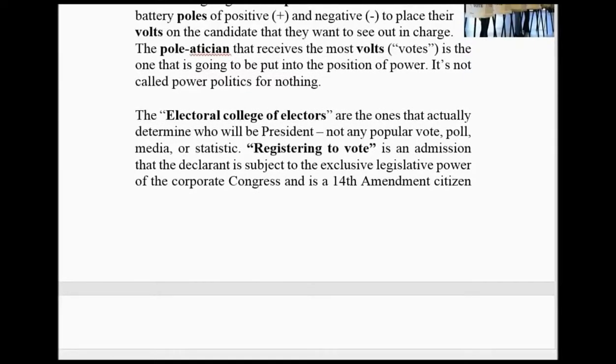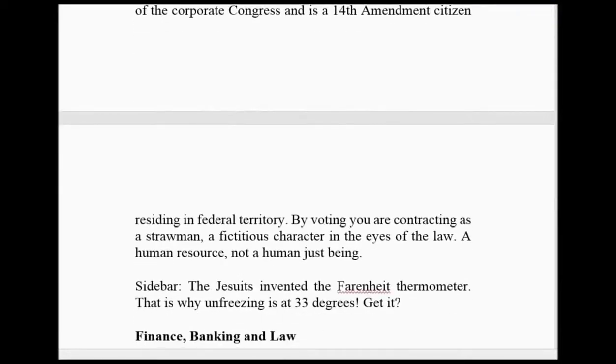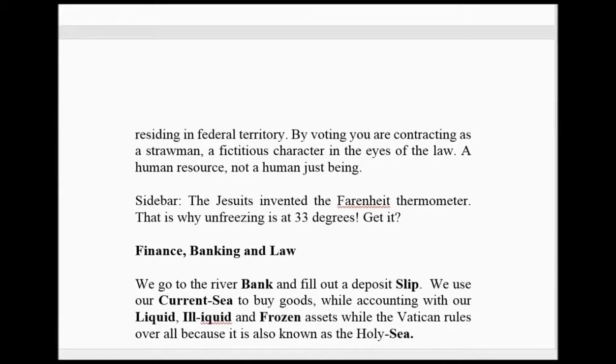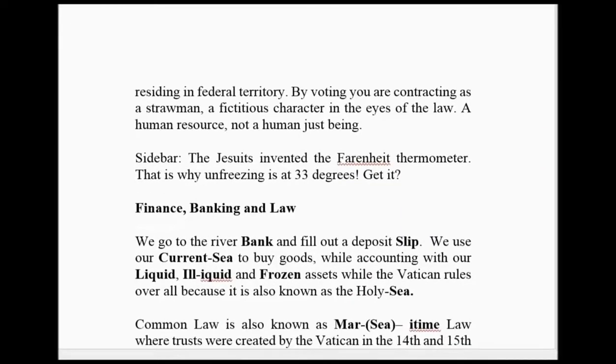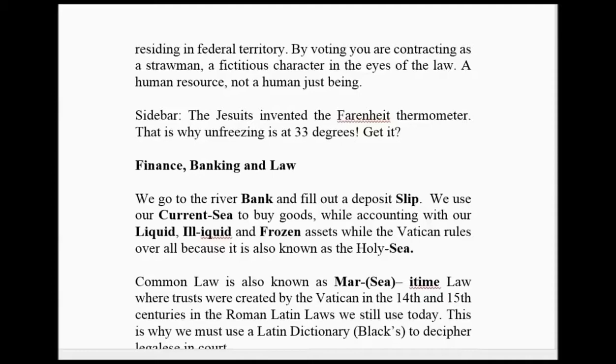We're using electric. The Electoral College of Electors are the ones that actually determine who will be president, not any popular poll, media, or statistic. Registering to vote is an admission that the declarant is subject to the exclusive legislative power of the corporate Congress and is a 14th Amendment citizen, a second-class citizen when you register. Regis means crown, stir means to enroll, so you're enrolling in the crown, regis, crown. By voting, you are contracting as a straw man, a fictitious character in the eyes of the law, a human resource, not a human being. That's why they call it the Department of Human Resources, just like water resources.